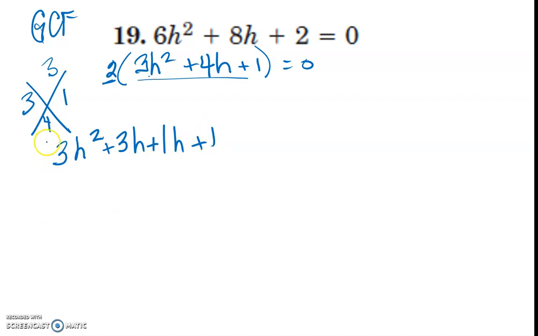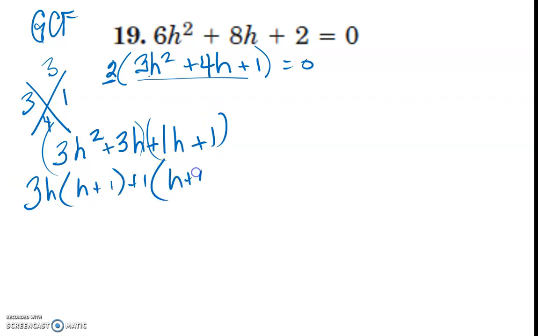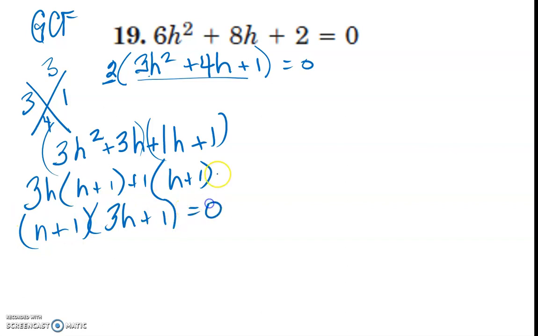And so then we're going to use our factoring rules. Take out that 3h, h plus 1. I'm going to take out the common 1, h plus 1. And so we end up with h plus 1, 3h plus 1 is equal to 0.